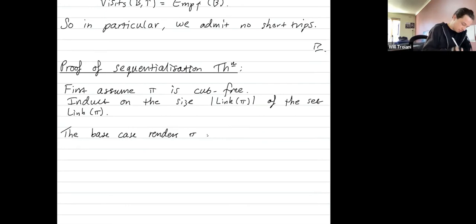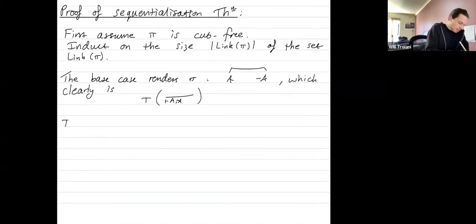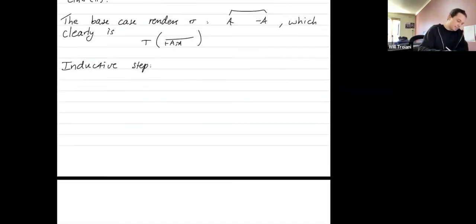Well, I can draw the base case for you. For some A, right? T is our translation function from earlier. So the base case is easy. Okay, in the inductive step, there are two cases, an easy one and a hard one.